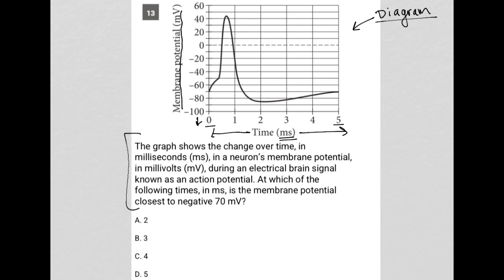So our question here says the graph shows the change over time in milliseconds, which we just saw, in a neuron's membrane potential. Again, no need to know what membrane potential actually means, just need to know that that's the label for the y-axis. During an electrical brain signal known as an action potential. Again, no need to understand what that means. At which of the following times in milliseconds, so we're looking at the x-axis, is the membrane potential, so the y-axis, closest to negative 70 mV or millivolts?